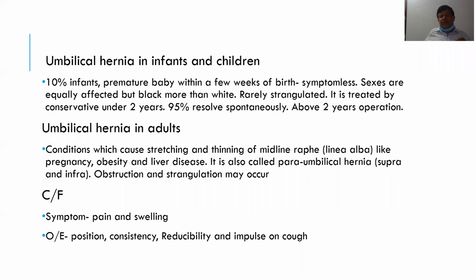Then, as a result of this thinning out, raised intra-abdominal pressure may push the peritoneal sac or a part of peritoneum into this defect. And this umbilical hernia in adults is also called paraumbilical hernia, because even though it seems to be an umbilical hernia, after opening it is seen that the gap or defect in the linea alba is either just above the umbilicus or just below the umbilicus. That is why it is called supraumbilical or infraumbilical, or as a whole. In an adult, whenever we find a case of umbilical hernia, it should be termed paraumbilical hernia.